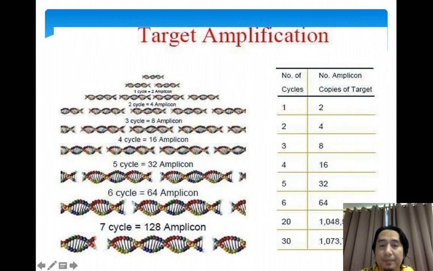Target amplification: you start from one DNA, or one gene of interest, and after 1 cycle you get 2 copies, 2 cycles, 4 copies, 3 cycles, and so on and so forth. But when you reach 30 cycles, how many do you have? A huge number. So you are rich with amplicon, the PCR product.